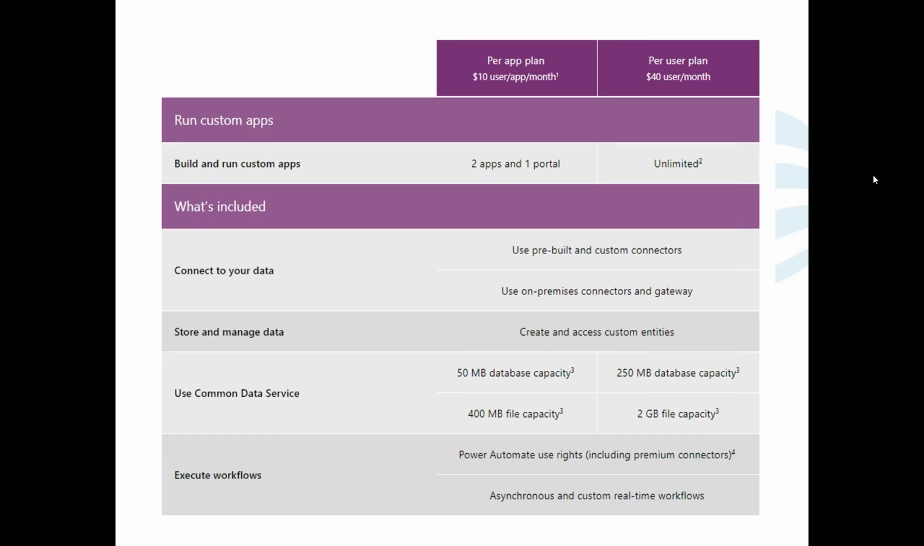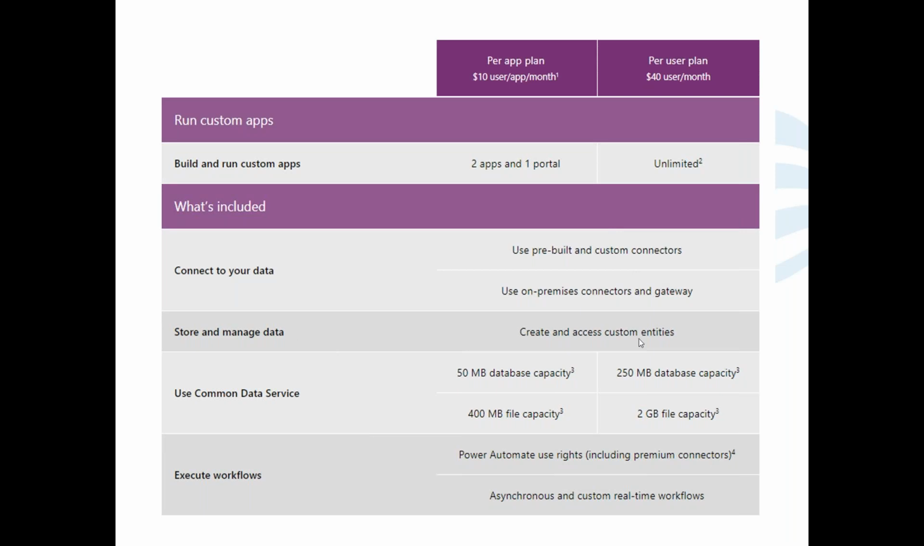But anyways, the per app, which is really two apps and one portal, one PowerApps portal, is included in the $10 per user per app per month. And if you do the math, you can see that if you get 8 apps, you might as well go with the per user plan, which is $40 per user per month. Both of them include the pre-built and custom connectors, the on-premises connectors, and the premium connectors. This is over and above Office 365 right here.